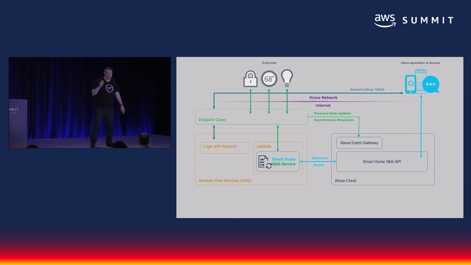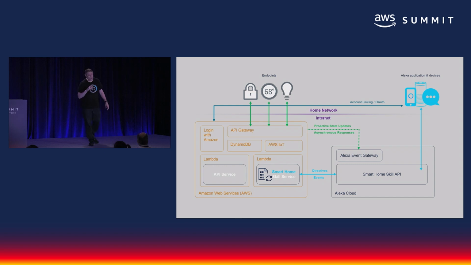However, you can also do all of this in AWS. So in addition to Login with Amazon, you can use things like API Gateway, AWS IoT, and DynamoDB to store all this. So in fact, your endpoint cloud is really AWS. It's built on services that you already know and are potentially using through AWS.